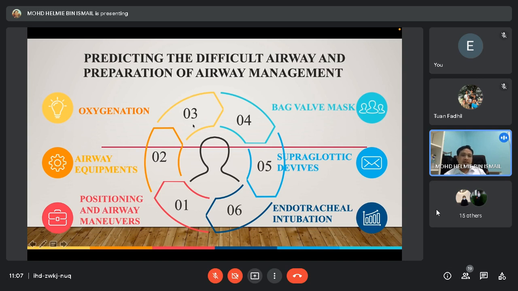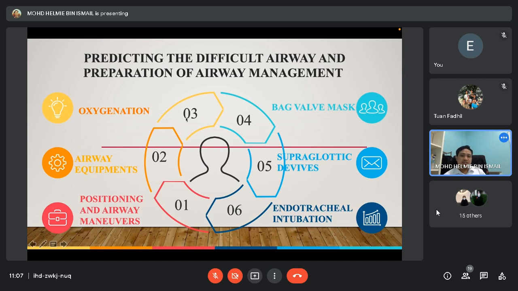And then the third step is you need to prepare oxygenation. Either you give it through a high flow mask, you can give it through bag valve mask ventilation, ataupun you can give it through non-invasive ventilation. And then next, the step adalah you need to prepare the bag valve mask.